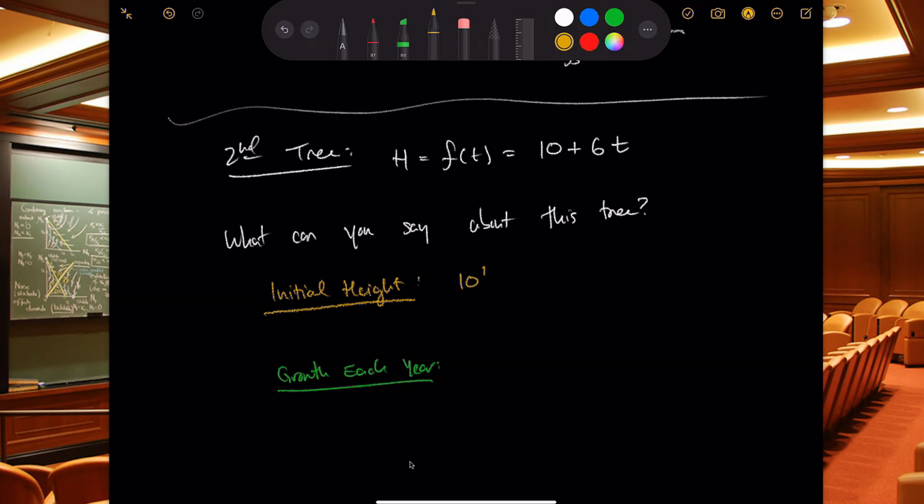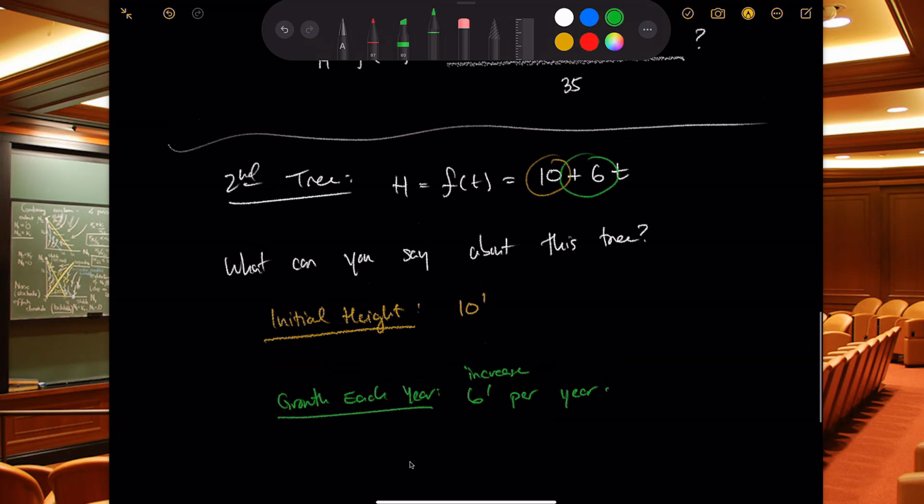Initial height is 10 feet. The growth each year, 6 feet, right? Per year. And we'll say increase, just to be clear, because it is positive, and that does matter. Right, the slope being positive or negative, we know that matters. So the initial height was 10 feet. The growth each year, an increase of 6 feet per year, constant rate of change, tremendous.